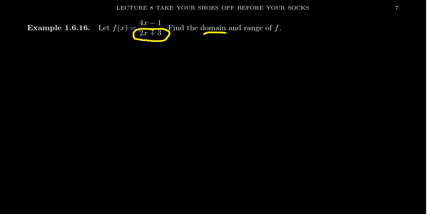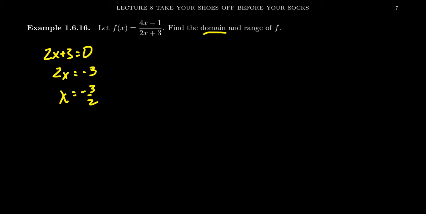out for are taking the square root of a negative and dividing by 0. There's no square roots here, but division by 0 is a real possibility. What makes the denominator go to 0? Well, we consider the equation 2x plus 3 equals 0. We'll minus 3 from both sides, get 2x is equal to negative 3. Divide by 2, x equals negative 3 halves.